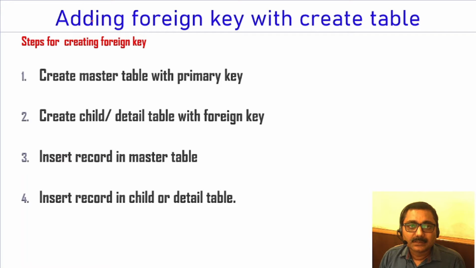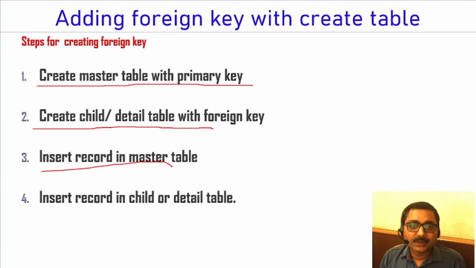Next, adding a foreign key with create table has the following steps. First of all, we'll create a master table with a primary key. Then we'll create a child or detail table with a foreign key. Then we'll insert records into the master table. And finally, we'll insert records into the detail table. Means first the record will come into the master table. After that, you will be able to insert a record into the child table.